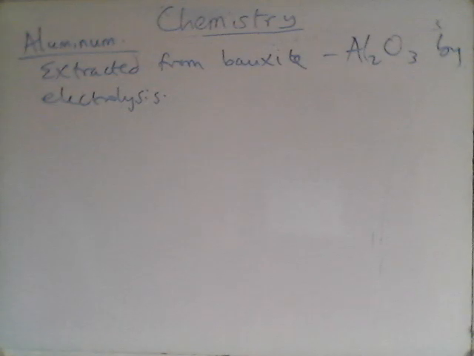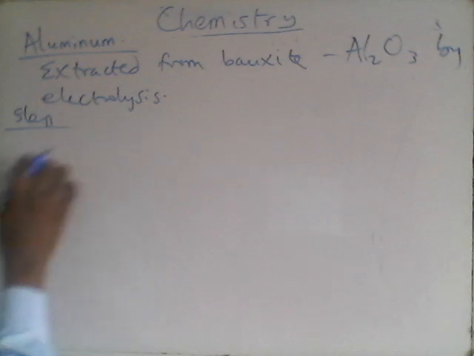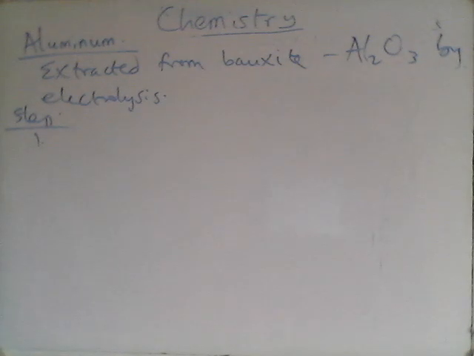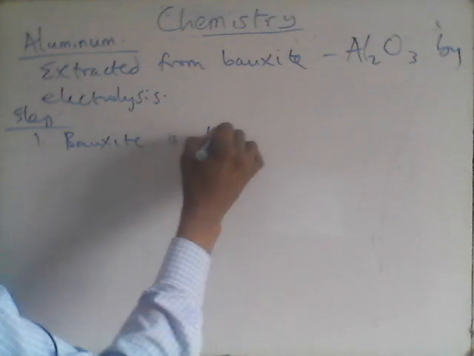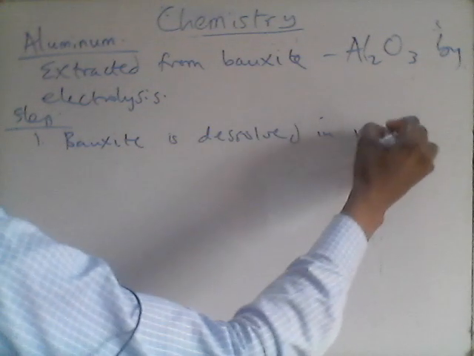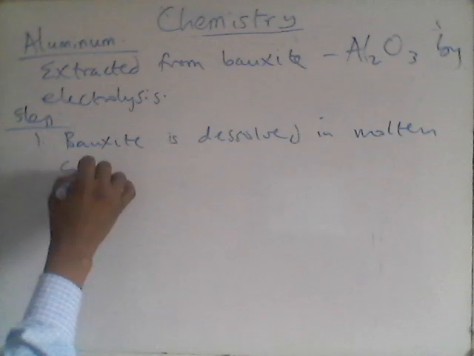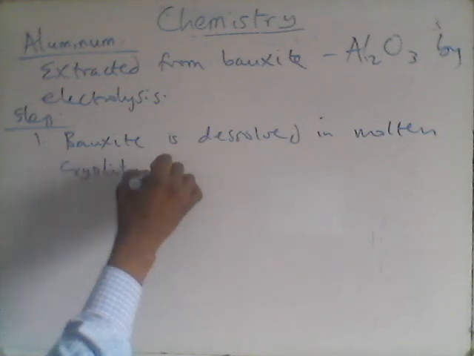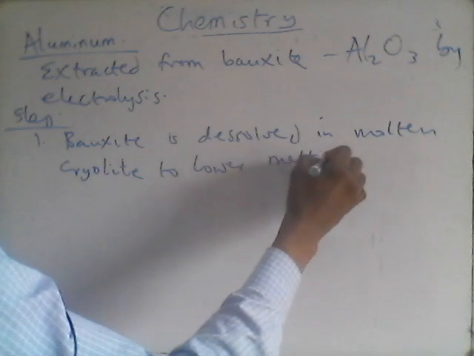So that's the method. The steps for extraction of aluminium from bauxite through electrolysis. Number 1, bauxite is dissolved in molten cryolite to lower the melting point.